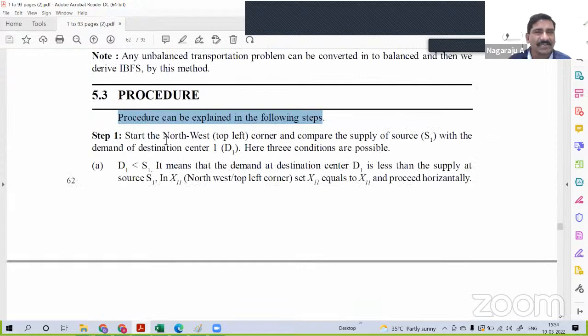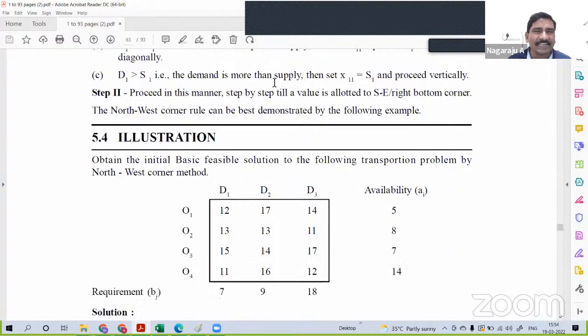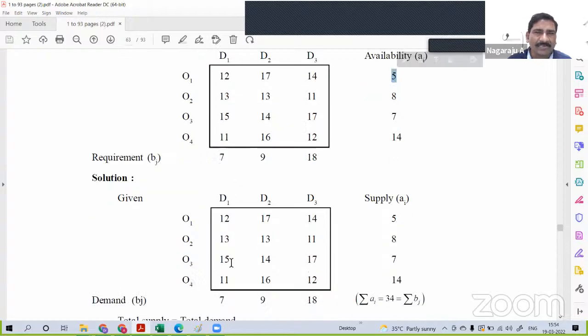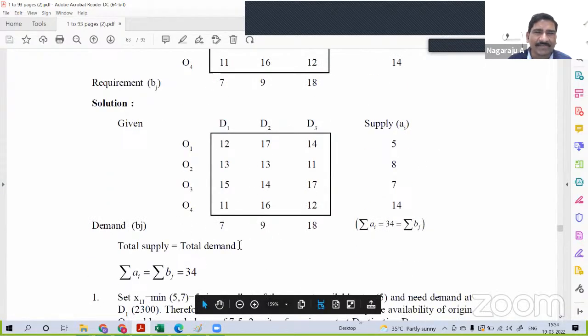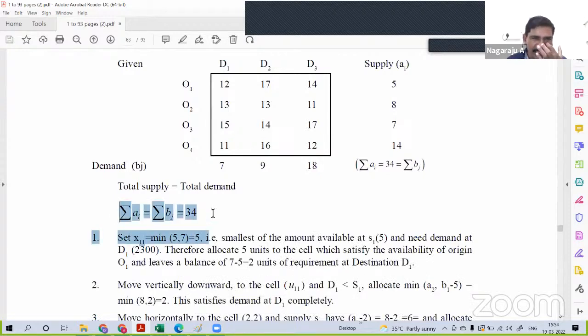It is the concept of the north west corner rule. We will start with the top. So here we can see that I will start with the 12. In that 12, the availability is 5 and the demand is 7. So I am going to apply 12, 7 and 5. Here total demand and total supply are clearly equal. So the explanation part is clear.